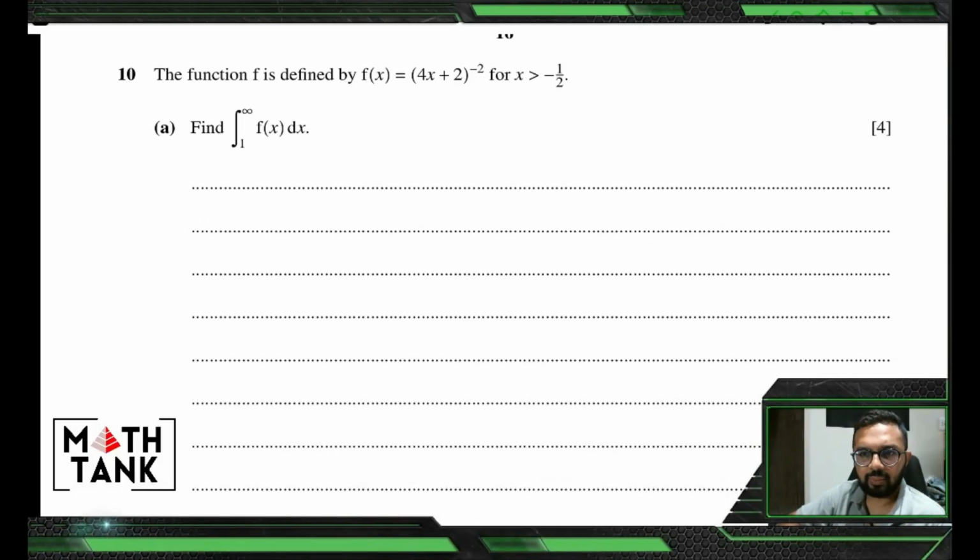Okay. This one is a question on improper integrals. It says the function f is defined by this. Find the integral up to infinity. So what I'm going to do is integrate this first and then put in the limits and see what happens.